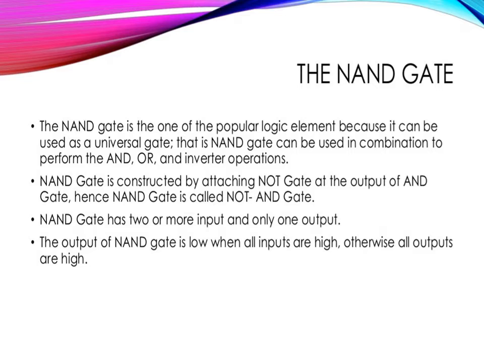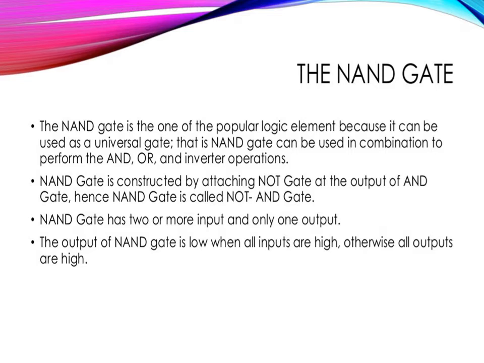The first one is the NAND gate. NAND gate is NOT AND gate or inverted AND gate. This means an AND gate is always followed by a NOT gate to give NAND gate. Dear students, NAND gate is nothing but a combination of NOT gate and AND gate. So it is named as a NAND gate.